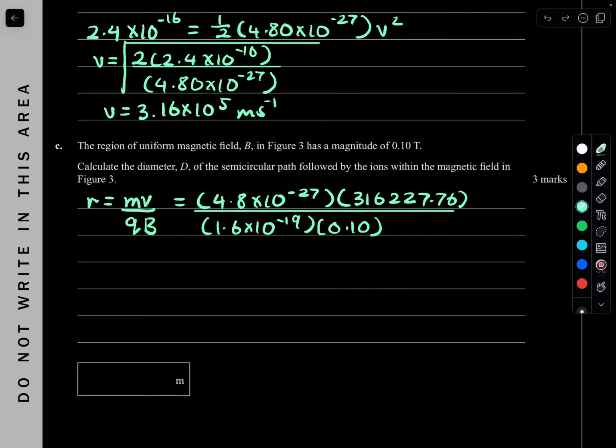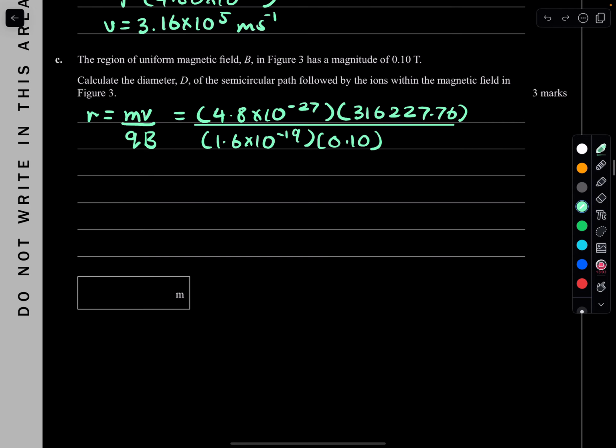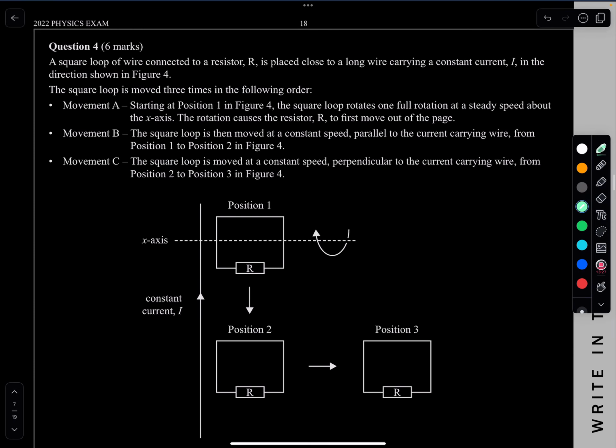it's going to give me 4.8 times 10 to the power of negative 27, 1.6 times 10 to the negative 19, times 0.1, and I got the radius to be 0.0948 meters. And of course, we're going to double our radius to get our diameter. So our diameter is basically timesing this by 2. And so, to how many significant figures? We want 2. So basically, it's 0.19. So 0.19. Done. Beautiful.